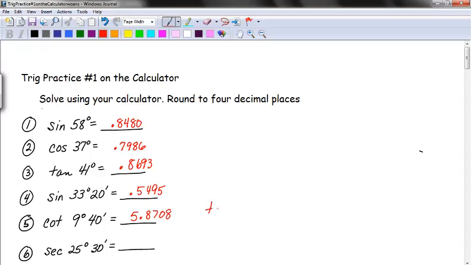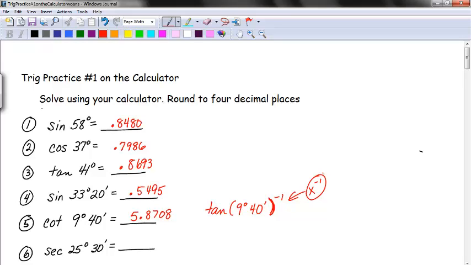Now on that one it's not a bad idea, because you're just getting used to your calculator, to go ahead and say, how did we enter it? We went ahead and put in tangent of 9 degrees 40 minutes. This is the critical part. You close the parentheses, and then we did the x to the -1 key. That comes from the reciprocal key. Okay.